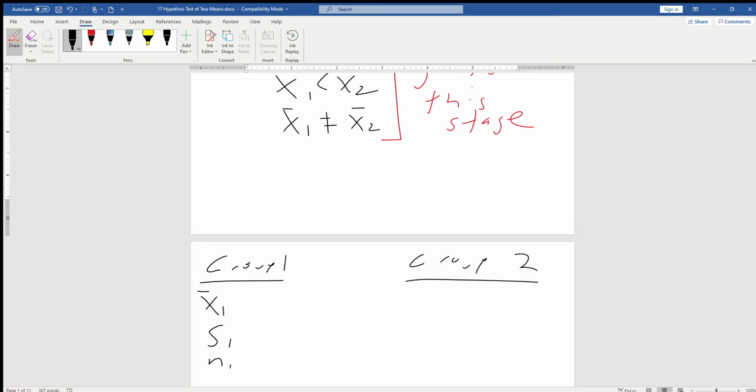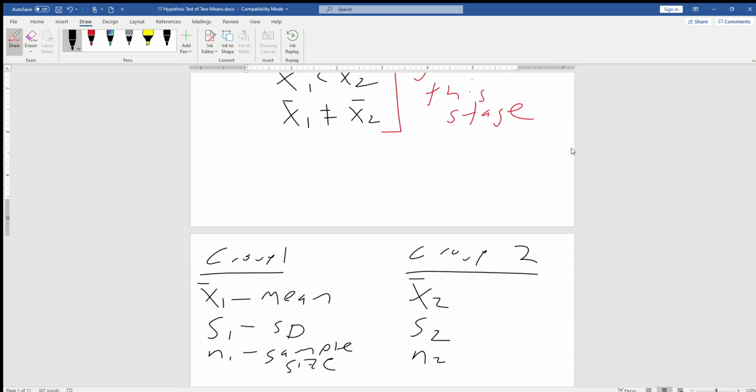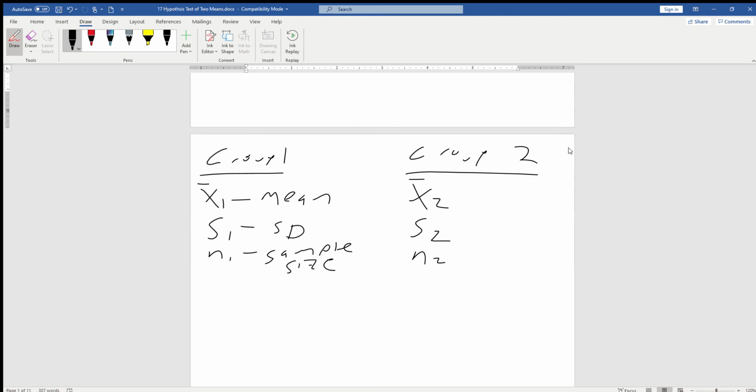X bar 1 is the mean of group 1, the sample mean. S sub 1 is the standard deviation, and n1 is the sample size. We're going to do the exact same thing with group 2. We're going to call it x bar 2, s sub 2, and n sub 2. We need to get a significance level. So we're going to collect alpha.